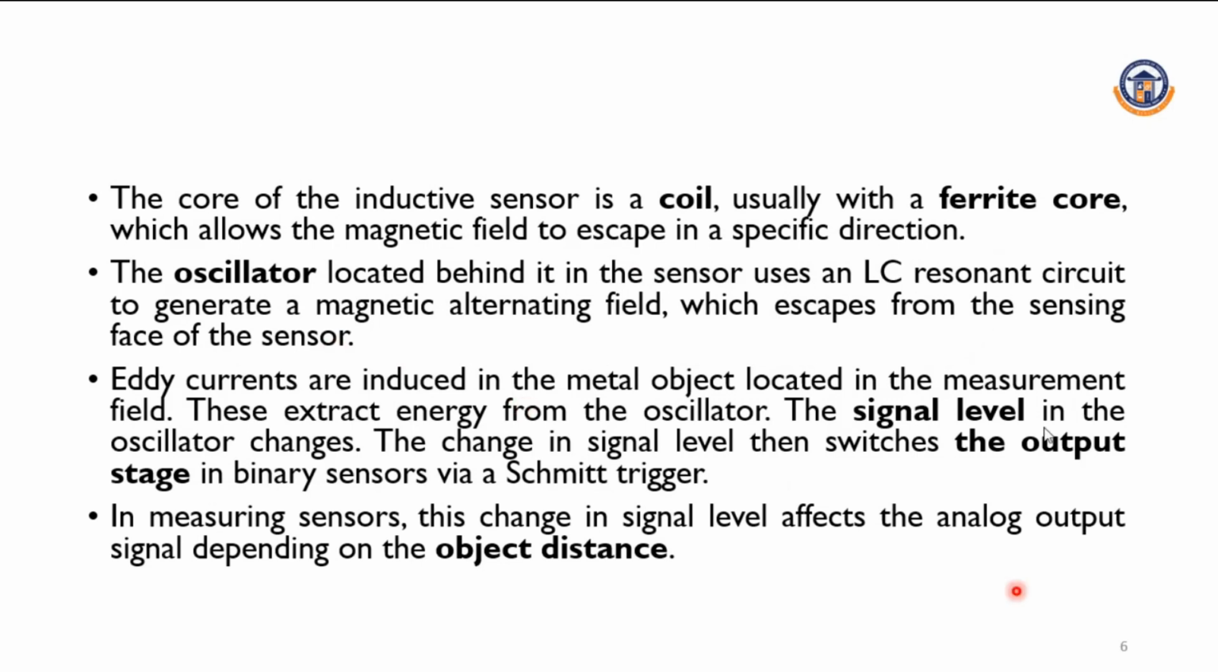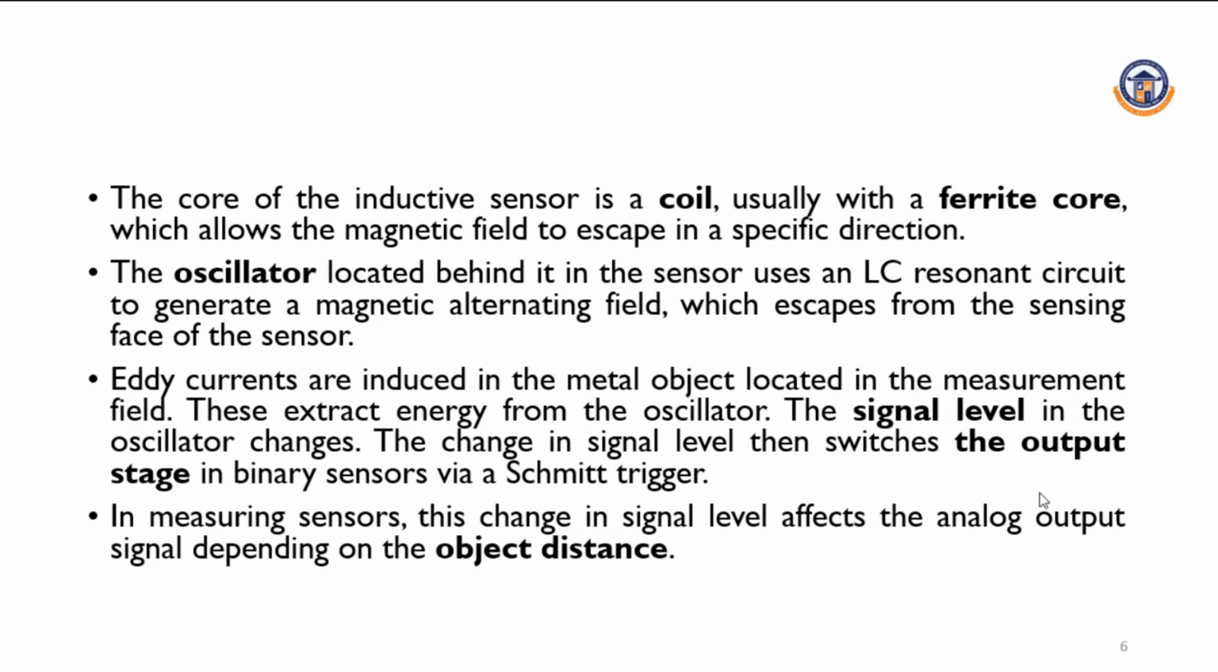By the signal level change in the oscillator, we can have the Schmitt trigger output level change. And by measuring the Schmitt trigger output, we can have a measurement of the object and also the distance between the sensor and the object. That's all about the operation.